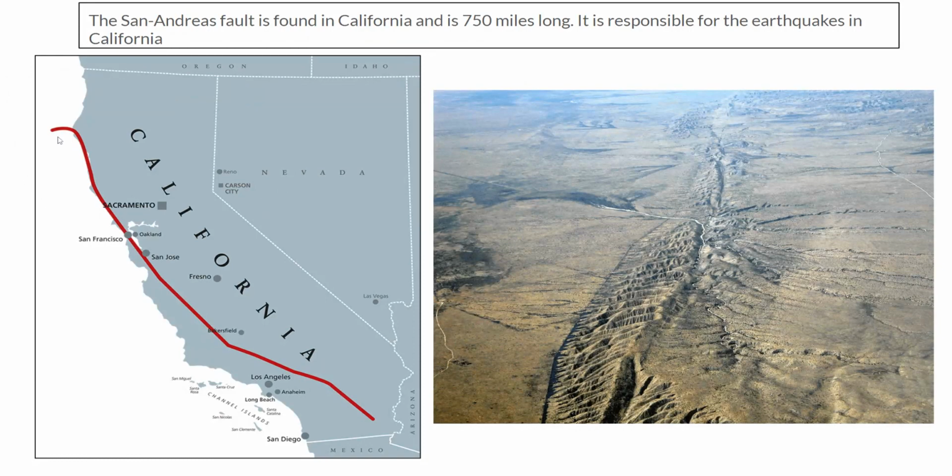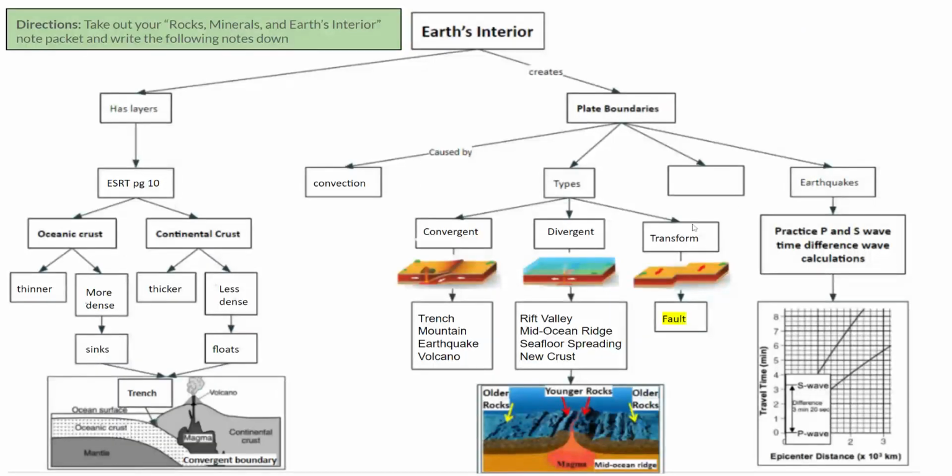It's the San Andreas Fault that crosses all throughout California. As you can see here, it's huge. And this is another image of the fault. It's 750 miles long. And this is a major cause of why California gets earthquakes. Let's write that down. Transform boundaries create faults.